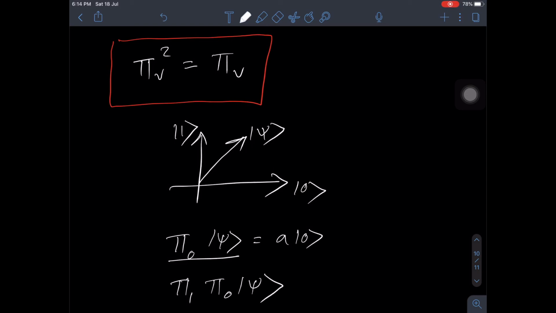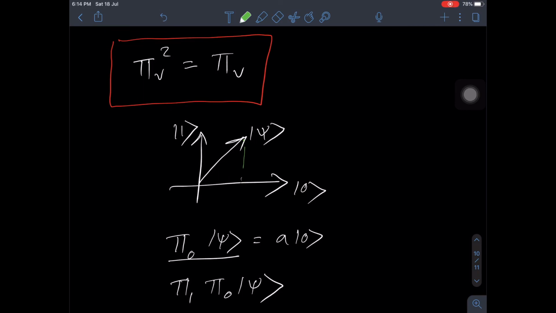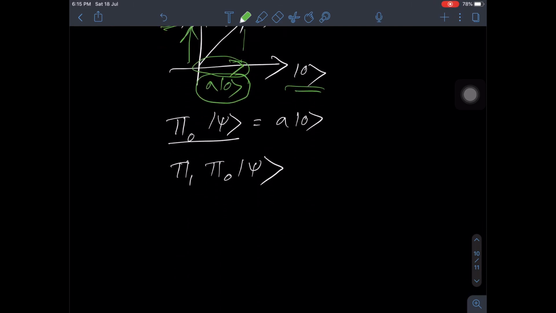So if you look at the picture, if you act on the vector with the projection operator once, what you get is this vector, which is in the 0 direction, a times 0. But now if you want to check the component of this vector in this 1 direction, you'll get a 0, right? Because this vector is completely in the 0 direction, then in 1 direction it will have no component, right? So if you act on psi with projection operators consecutively which are orthogonal to each other, then what you expect is that you'll get a 0. So let's prove that.